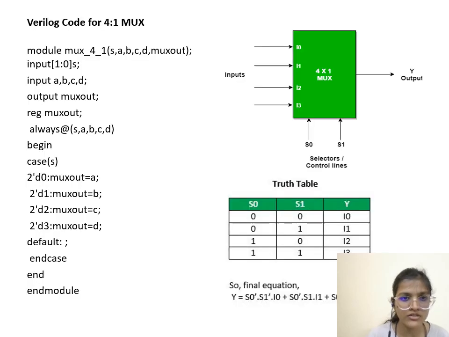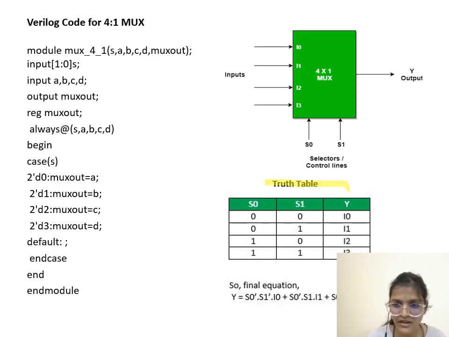Now we will continue with the 4:1 multiplexer. In a 4:1 multiplexer, there are 2-bit selection input lines. If there are n selection input lines, we have 2 to the power n, which means 2 to the power 2, so there are 4 inputs and we get 1 output. On the basis of that, this is the truth table.